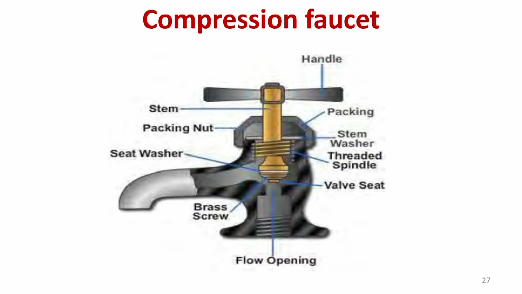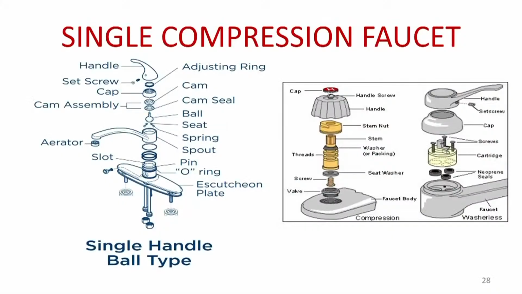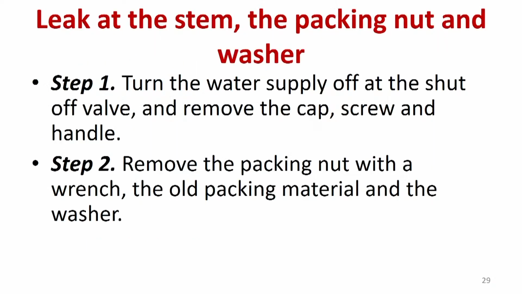This is another picture where you will find different terms, like base, spout, cam seal, spring, all these things. So this is a single handle ball type compression faucet. The first leak that comes will come at the stem or the packing nut or the washer.